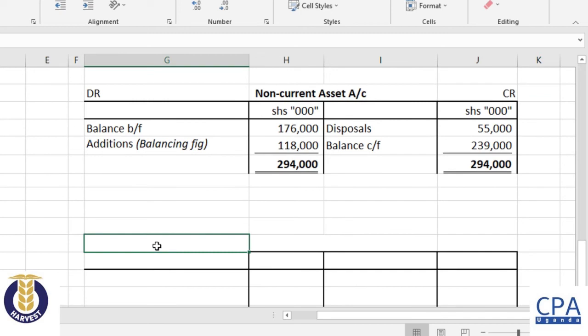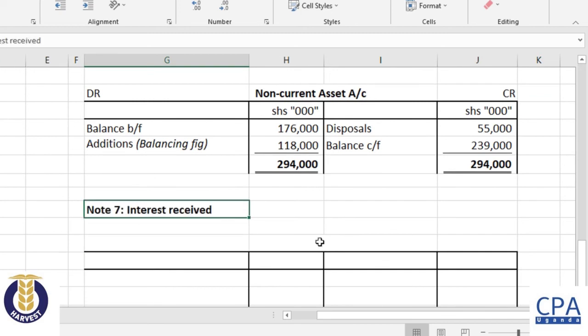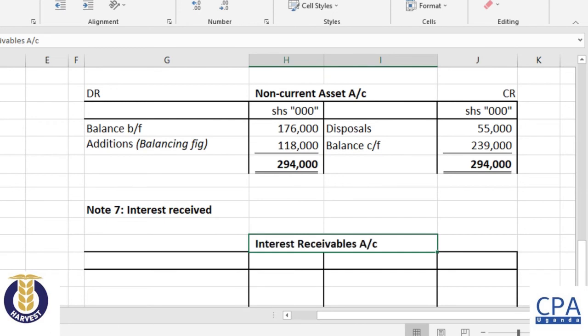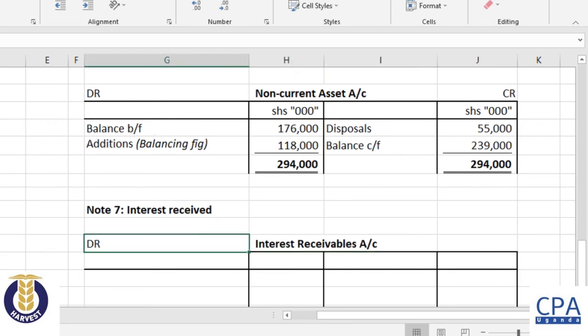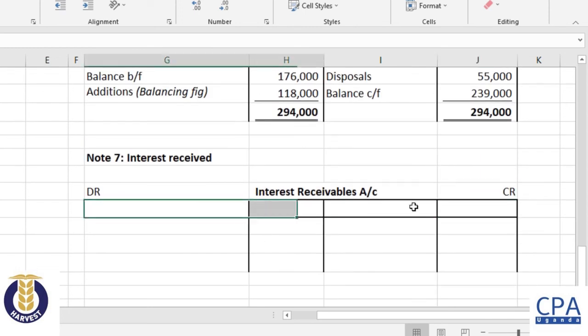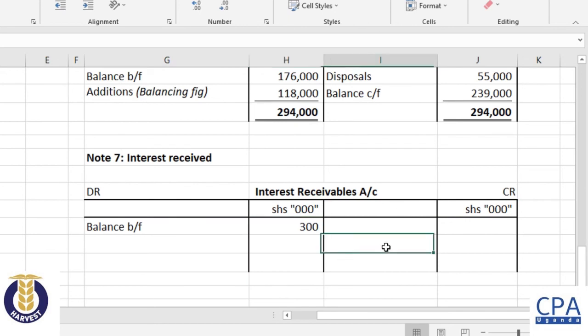Similarly, as I've mentioned, we have the interest received, how much interest we received. So I have the interest receivables account, and I'm going to reconcile between the opening and the closing balances. So the opening balance, as you can see in our question, is 300 million. Then of course the closing balance is given as 400 million right there.